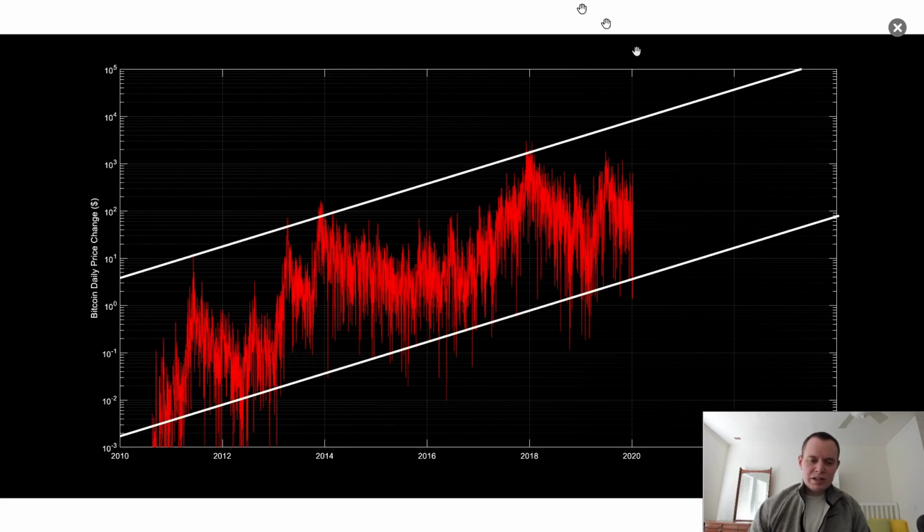I can draw some imaginary lines on here that don't mean anything and are just meant to guide the eye as to the general trend. Clearly, we can go above this line, and we can go below this line, but most of the daily price change in Bitcoin is within this channel. And I should say that this is the absolute value of the daily price change. So it could be going up by, say, $10 or down by $10. It's just the magnitude of the price movement.